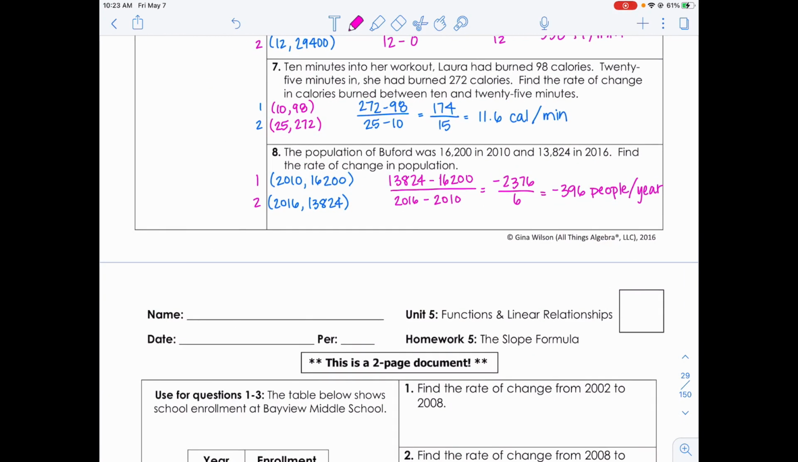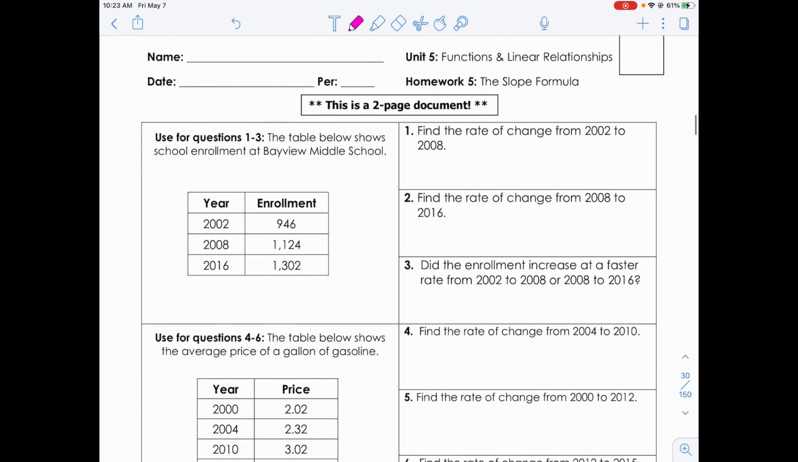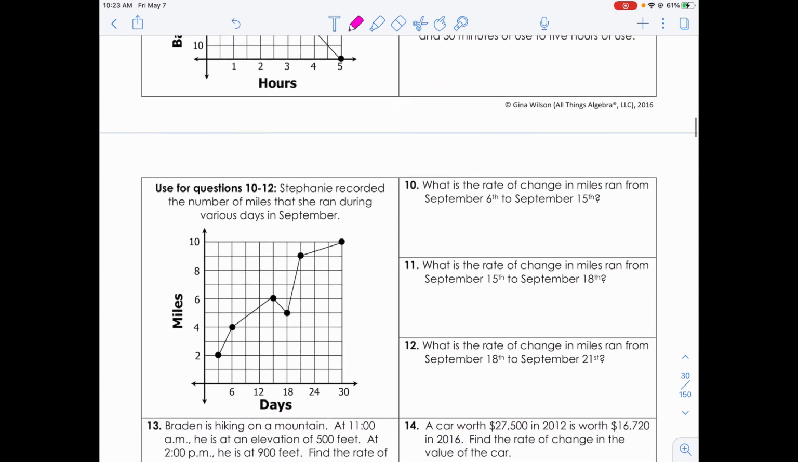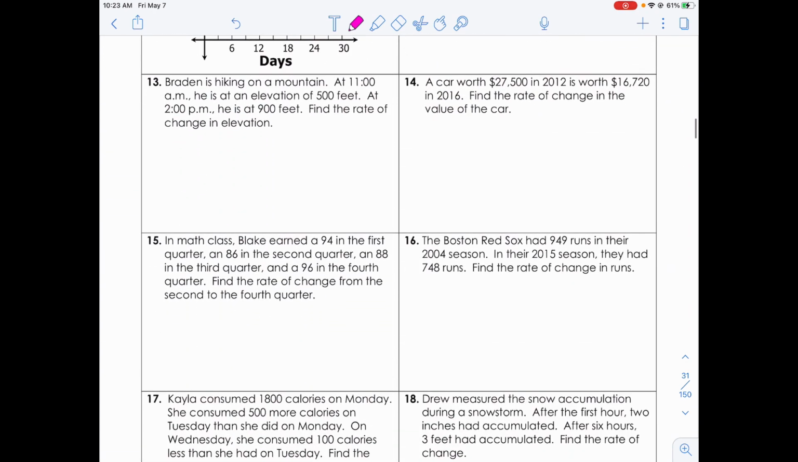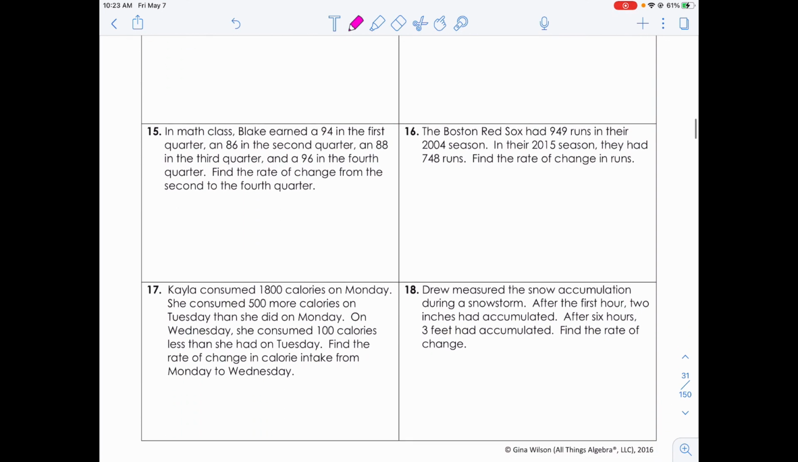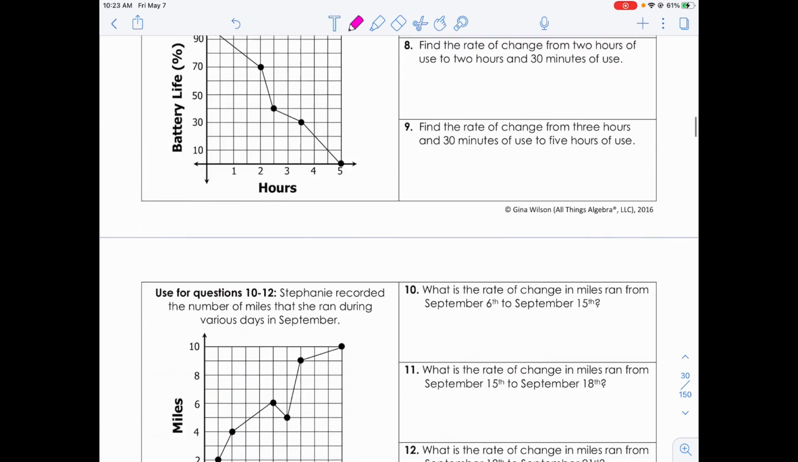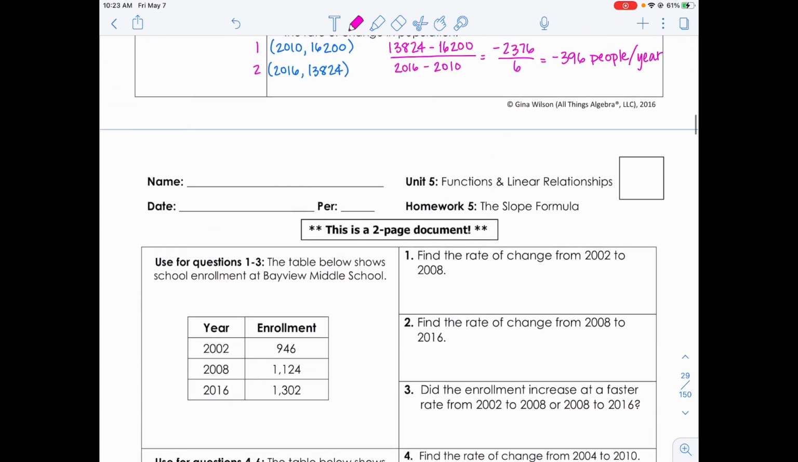All right, I do want to talk to you about a couple things about your homework really fast. Looking at your homework, on the back, I do not want you to do number 13. And I also do not want you to do number 17. So on your homework, you can cross out 13 and 17.